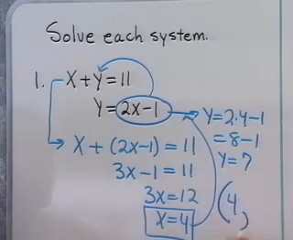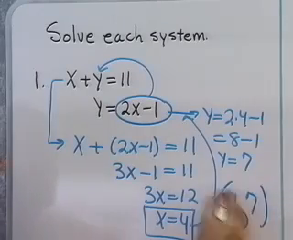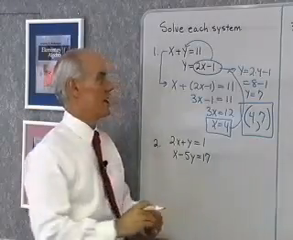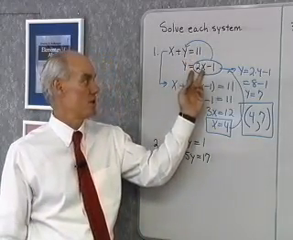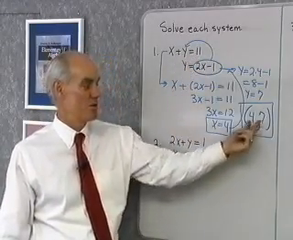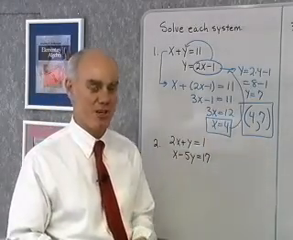So the solution to that system is x equal 4, y is equal to 7. That's the only ordered pair that satisfies both this equation and this equation. And if you were to graph these two equations, you'd see they would intersect right at that point, (4, 7).